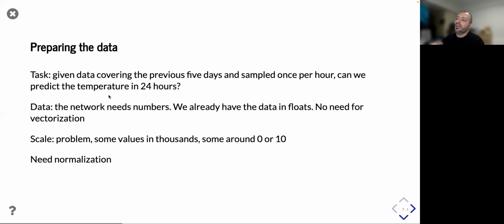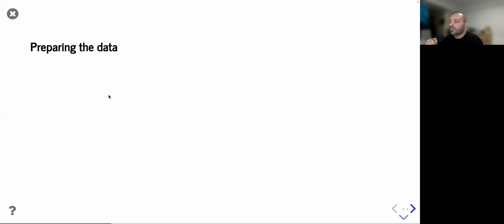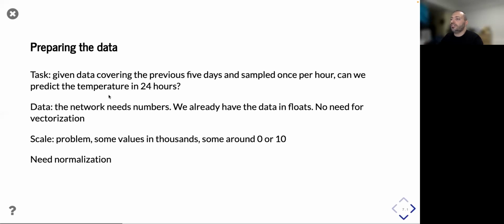First of all, okay, here it is. So again, the task: given the data covering the previous 5 days and sampled once per hour, so not once per 10 minutes, can we predict what the temperature will be 24 hours in the future? So we have the 5 days and then we predict 1 day afterwards.